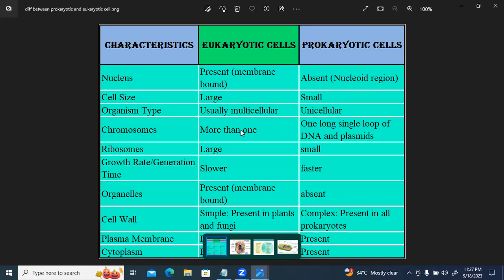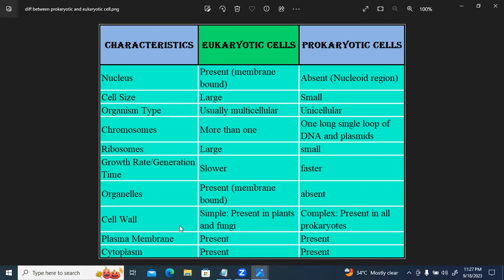Eukaryotic cells usually have more than one chromosome, whereas a prokaryotic cell has only a single chromosome in the form of a loop or plasmid. Eukaryotic cells have 80S, or large, ribosomes. Prokaryotic cells have 70S, smaller ribosomes. Growth rate is slower in eukaryotes because they have very complex functions, but it is comparatively faster in prokaryotic cells. Organelles are membrane bound in eukaryotes, whereas they are absent in prokaryotes.